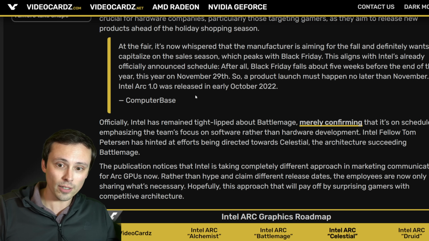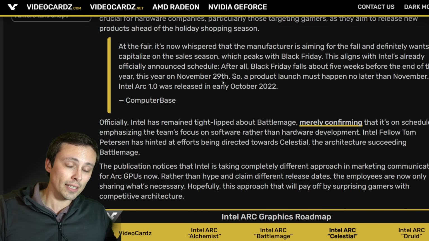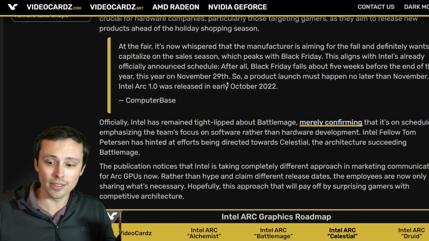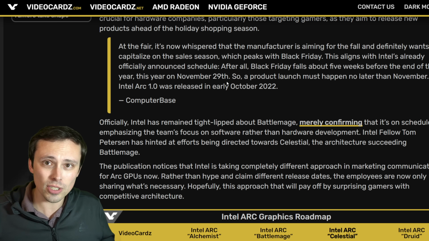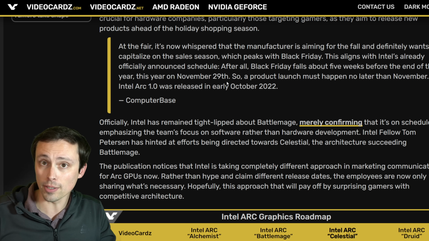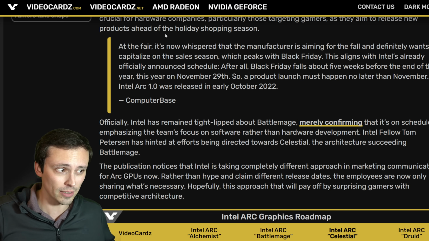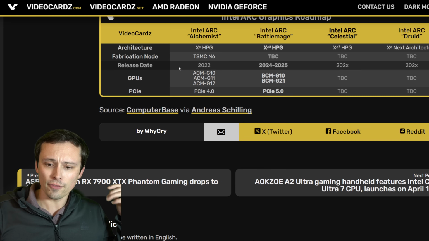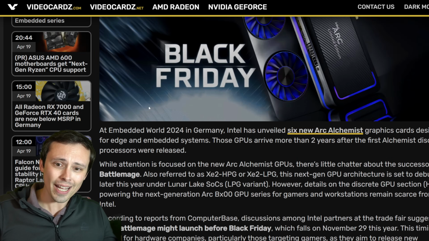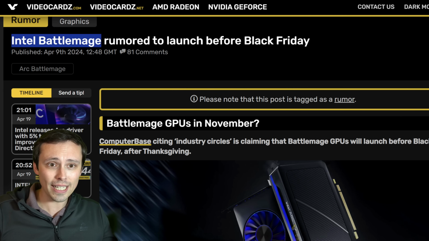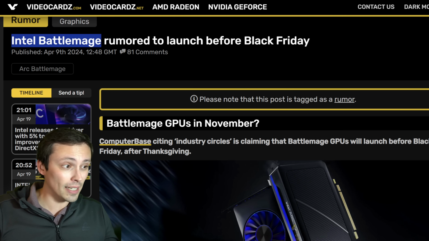Intel Arc 1.0 was released early October 2022. So also coming out around then would put it on kind of a 2-year cadence, which seems fairly normal for GPU launches, being on about every 2 years kind of schedule for the last several generations. So anyway, I don't know. I hope we get something exciting from Battlemage.